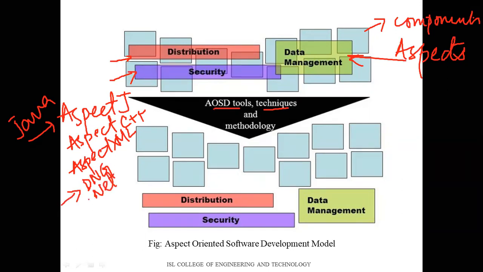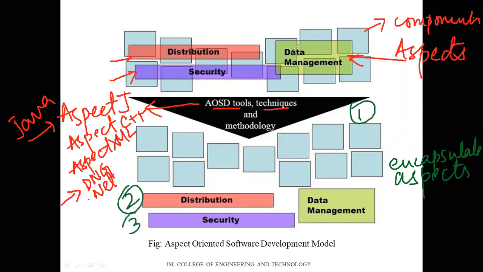Now in here, you're going to make use of tools. These AOSD tools are like AspectJ, AspectC++, Aspect XML, AspectDNG. By making use of these tools and techniques, you're going to separate all of these cross-cutting concerns. You're going to encapsulate all the aspects. Now you can see in here, all the components are separately defined. The distribution aspect is completely different. The security is completely different, and data management. All of these are encapsulated.